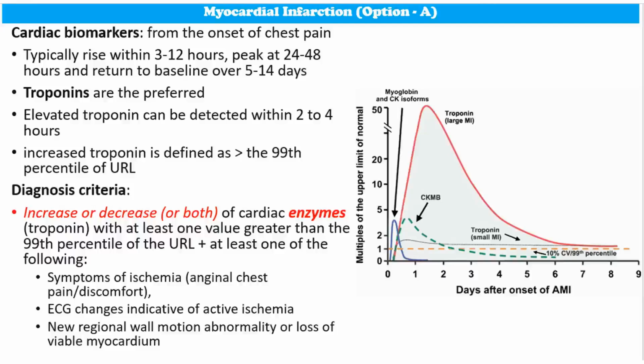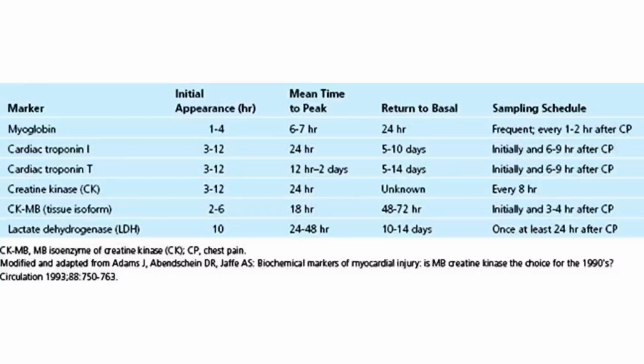Serum cardiac biomarkers, such as troponins, are released into the bloodstream when heart muscle cells are damaged. Levels of these biomarkers typically rise within 3 to 12 hours from the onset of chest pain, peak at 24 to 48 hours, and return to baseline over 5 to 14 days. Elevated levels of biomarkers like troponin are used to diagnose MI and assess the severity of the attack.